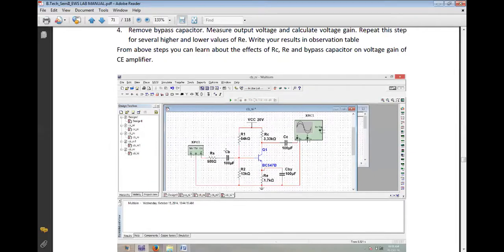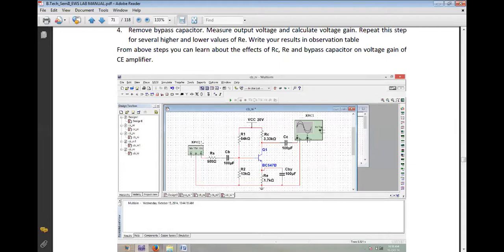So here is one resistor whose values we can change. This is one capacitor. These are the two coupling capacitors, CC and CV. One more capacitor you can see on your screen, this one is known as a bypass capacitor. And here BC547, this is the NPN transistor we are using. This part contains the voltage divider bias circuit. This is the input.